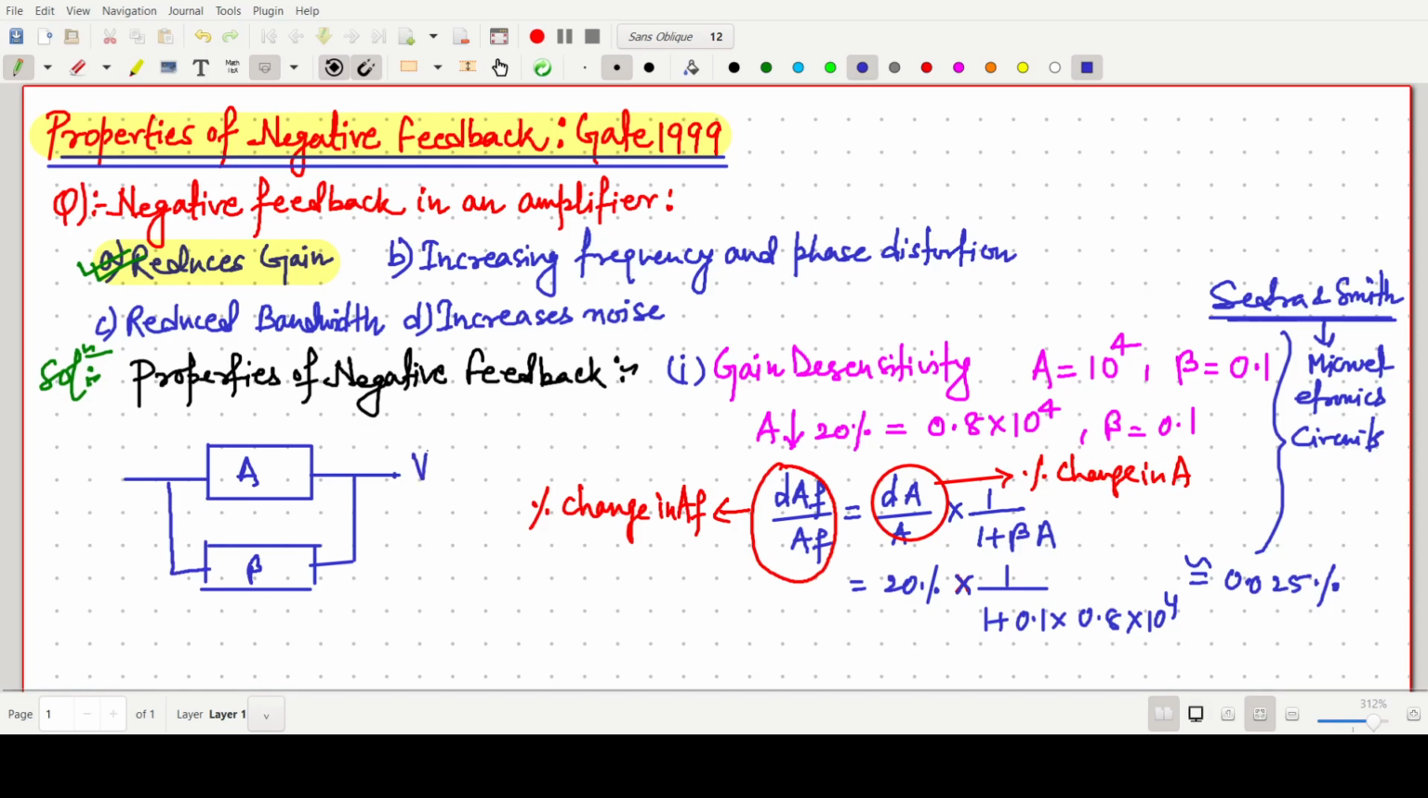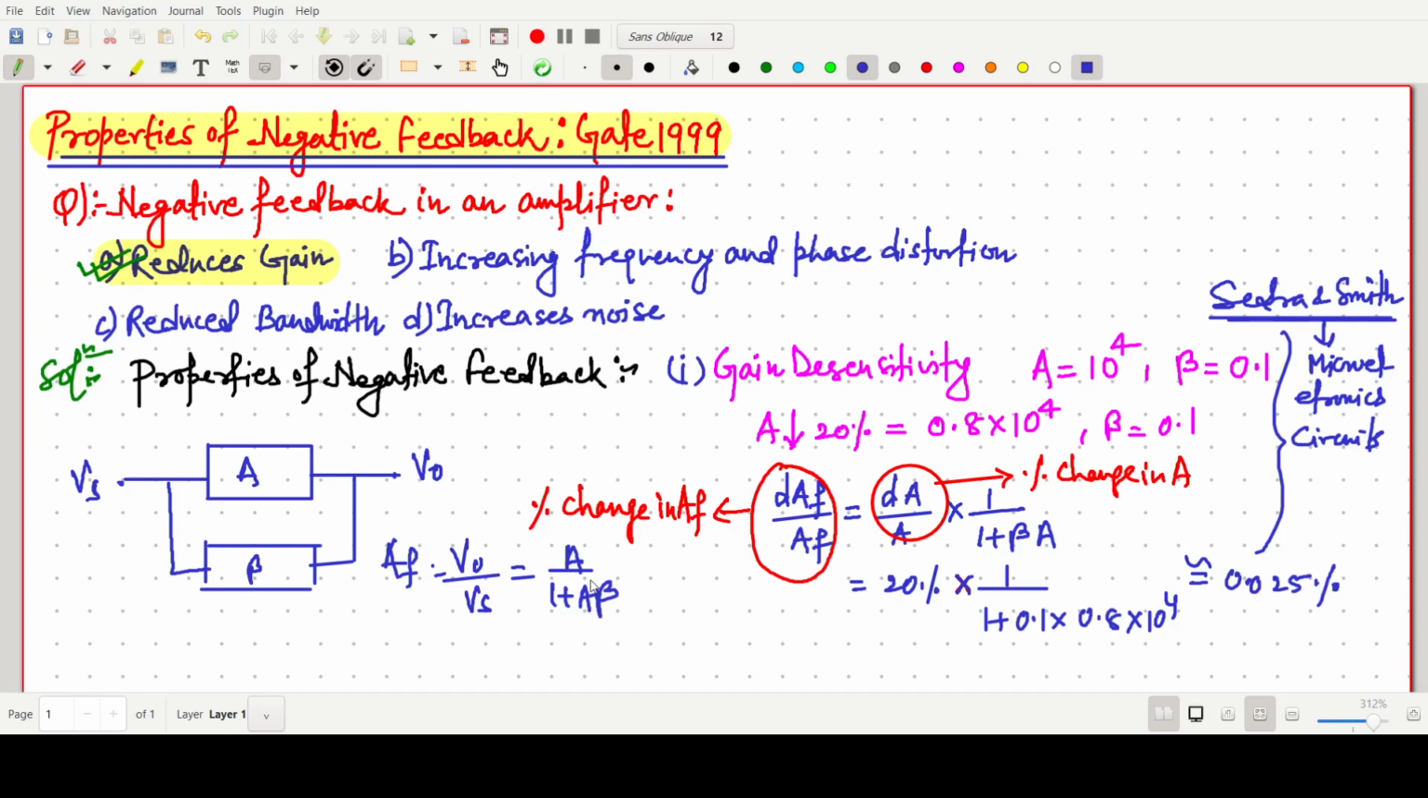Okay. So say V naught and say Vs. The feedback gain V naught by Vs is the feedback gain, which is A by 1 plus A beta. So in this case, we can observe the percentage change in the feedback gain. This percentage change del Af by Af can be written as del A by A into 1 by 1 plus A beta. So it is very less.